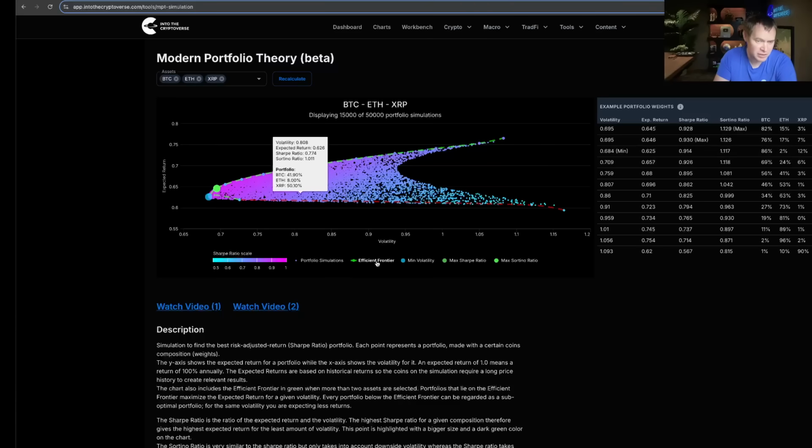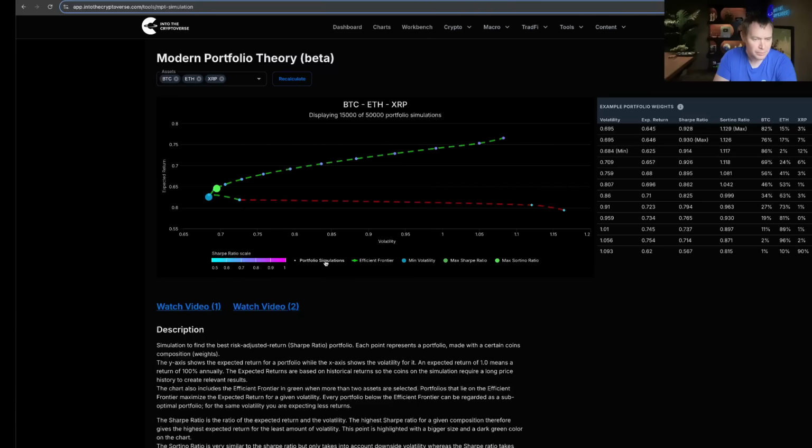This is called the efficient frontier. You can see it's labeled. That's where you want to be up here. You don't want to be down here. Because then you're taking on the same amount of risk as someone who has a 10% higher expected annualized return than you do.